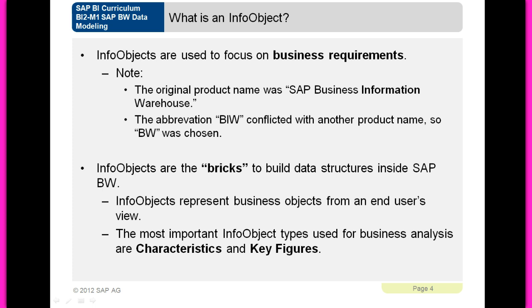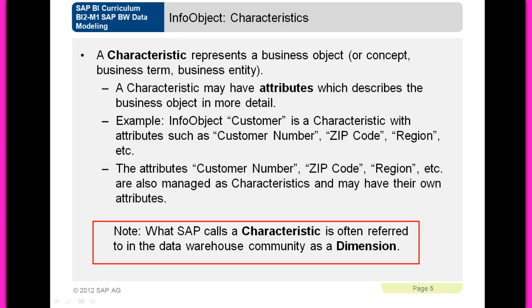There are two different types of info objects. One is characteristics and the other is called key figures. Characteristics is what you have learned from dimensional modeling in a previous assignment on star schema. The dimensions in those are characteristics.